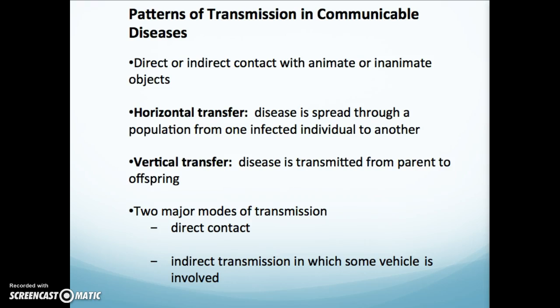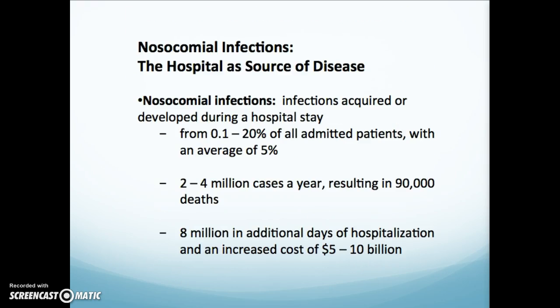Horizontal transfer refers to disease that's spread from one population to another, so from one person to another. Vertical transfer would be the disease is transmitted from a parent to offspring, and in that case it might be from either delivery during birth, or perhaps it's through breastfeeding. There are two major modes of transmission: direct contact, and then indirect transmission is when some vehicle is involved. Perhaps it's, we'll go into that in just a second.